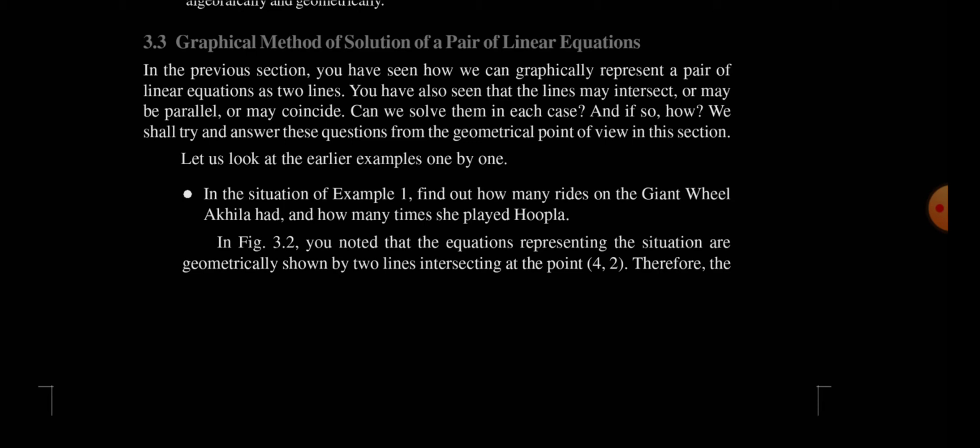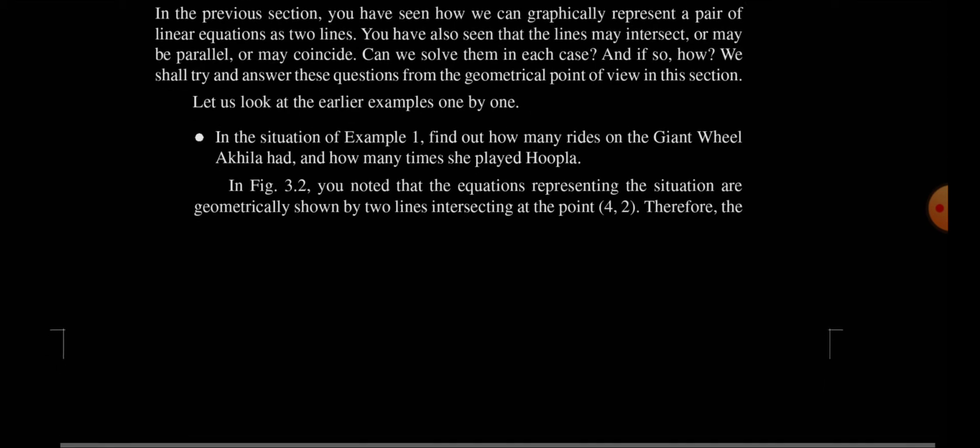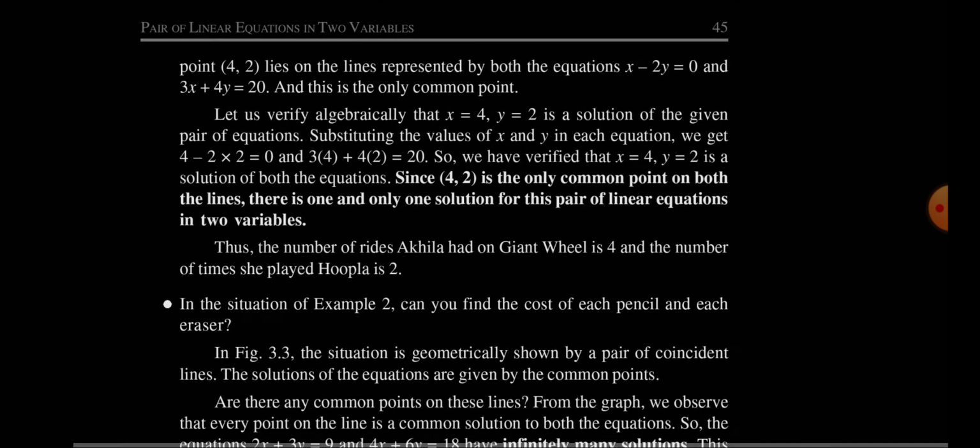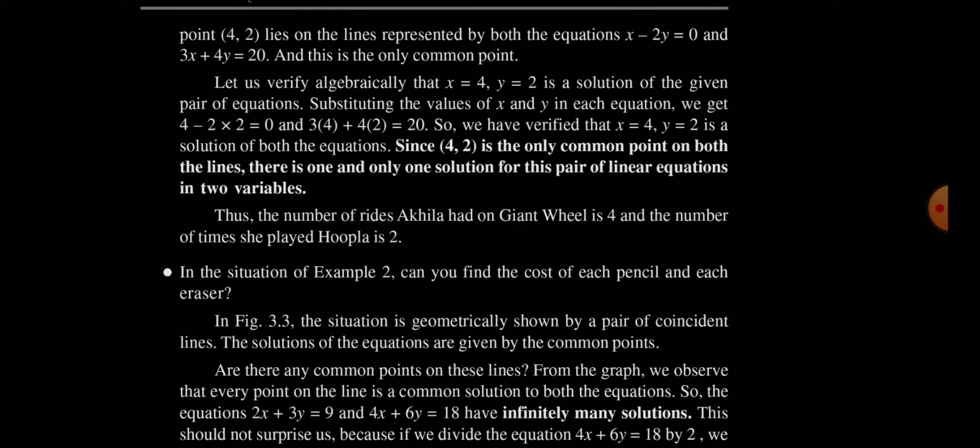Let us look at the earlier examples one by one. In the situation of example 1, find out how many rides on the giant wheel Akhila had and how many times she played Hoopla. In figure 3.2, you notice that the equations representing the situation are geometrically shown by two lines intersecting at the point (4, 2). Therefore, the point (4, 2) lies on the lines represented by both the equations x minus 2y is equal to 0 and 3x plus 4y is equal to 20, and this is the only common point.